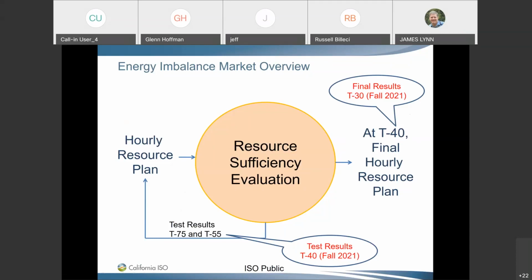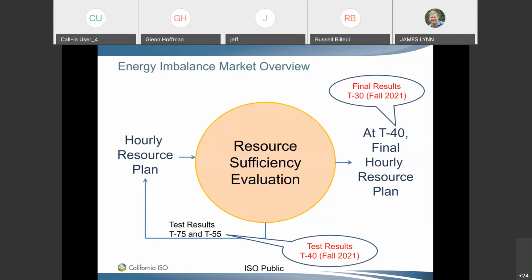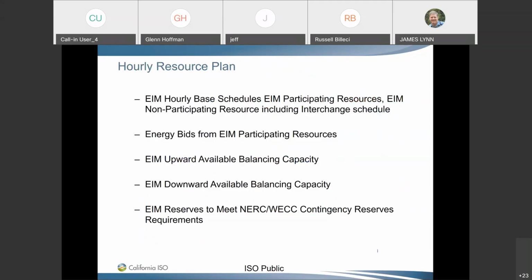The reason why we run the first two advisory ones is so that you have an opportunity to rectify any of the test failures or concerns that are raised from these sufficiency tests. Now, there are three basic tests associated with it. Actually, before I go into that, let's go into what is included in the resource plan that goes into the sufficiency test.